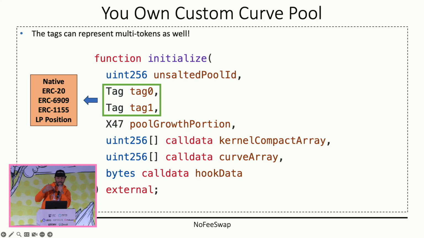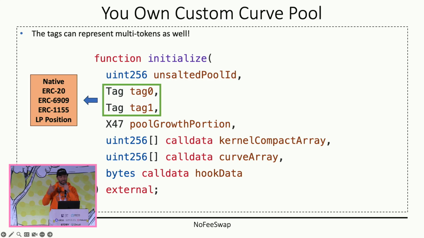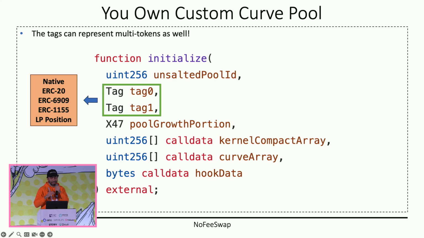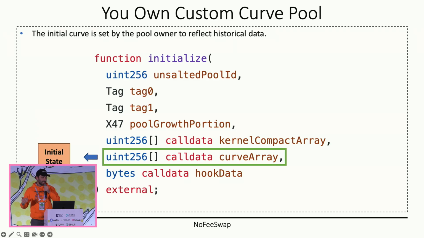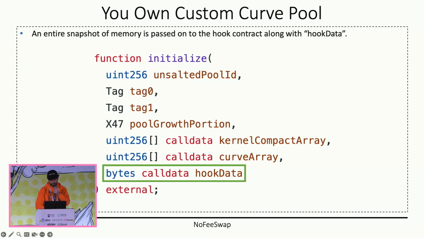You can be as creative as you want with these pools. For multi-tokens, the tag is calculated as a hash of token address and token ID. The exact formulas are provided in the yellow paper. Pool growth portion is the chunk of growth that the pool owner receives, and the rest goes to the LPs. So the pool owner can be rewarded for optimal kernel design. There is a protocol level limit imposed on this value, because we want to protect the LPs, and there also is a permission flag in the pool ID determining whether it can be changed. The curve array is basically the initial state of the pool.